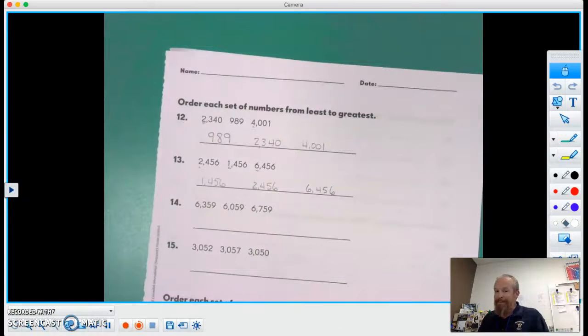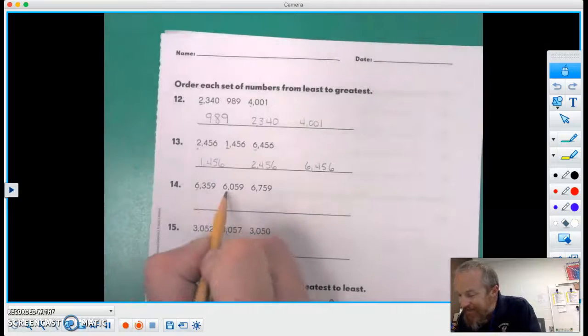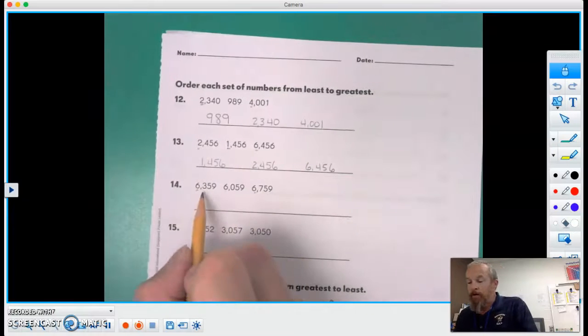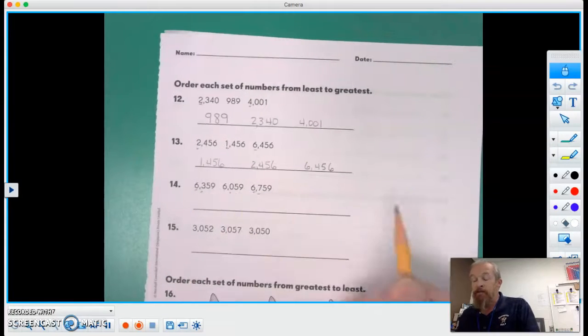All right, starting to get a little trickier. We got 3 in the 6,000s. So now we got to look at our hundreds. Well, I have a 3, a 0, and a 7. 0 is the smallest.